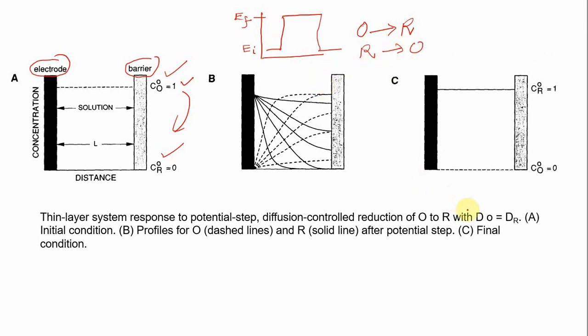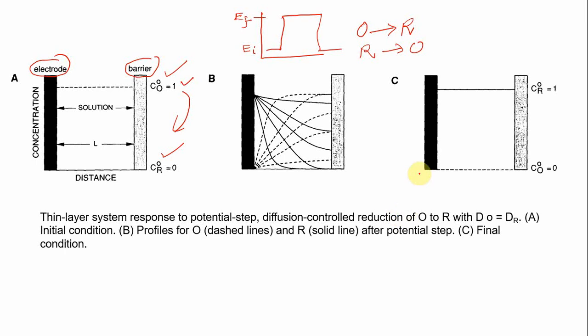Now for this system we have, let's say, some diffusion of oxidized species. Now what we should remember is that there is no bulk over here. Okay, so this solution is a very thin layer which is confined between the electrode and the barrier. There is no bulk over here. So what we see is that the diffusion constant for the oxidized species is equal to the diffusion constant for the reduced species, and both the diffusions are equal to each other.